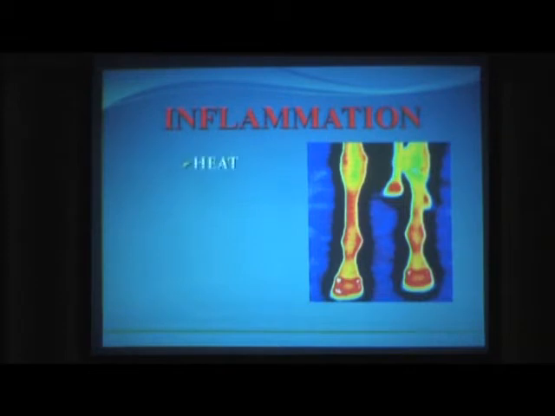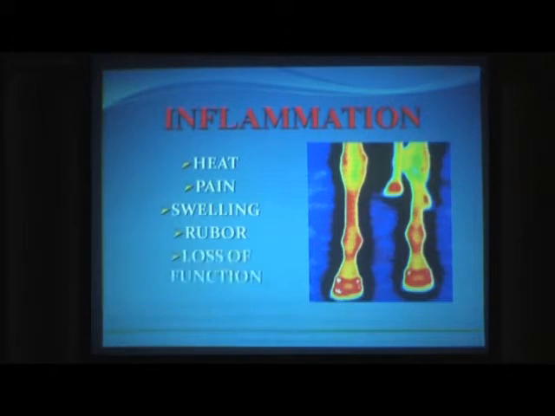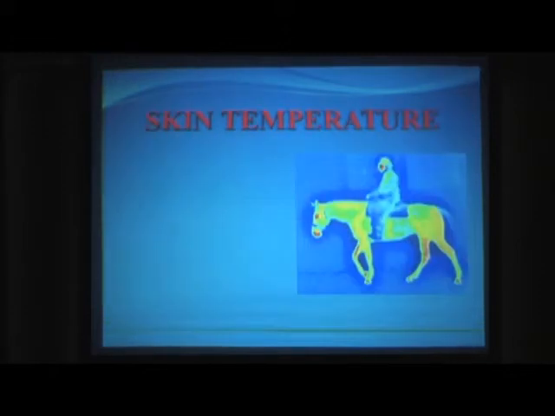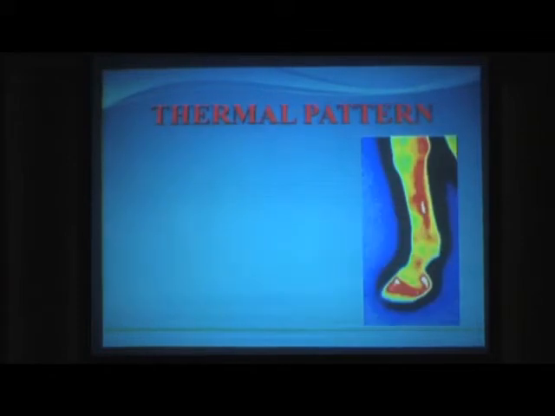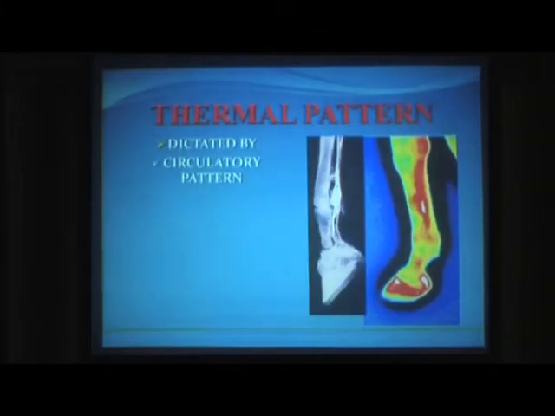You're also looking for inflammation. Heat will cause inflammation. Pain will cause inflammation. Swelling will cause inflammation. Rubor or tenseness to the tissue will cause inflammation, and loss of function will cause inflammation in an area. The skin temperature: generally, skin is 5 degrees centigrade cooler than the body core temperature. Skin derives its heat from the local circulation, from the tissue metabolism. Then we'll look at thermal patterns as dictated by circulatory patterning.